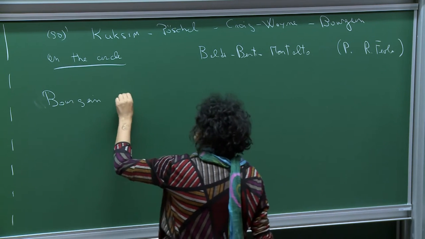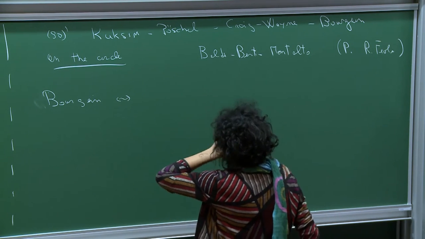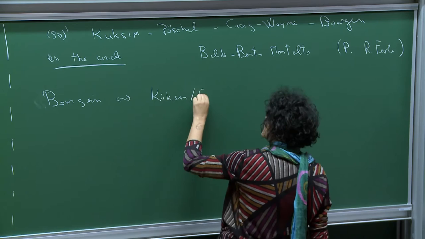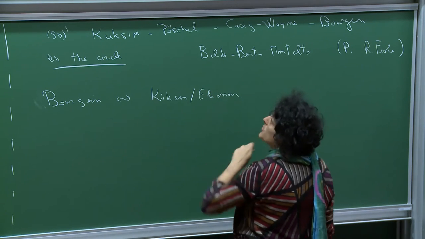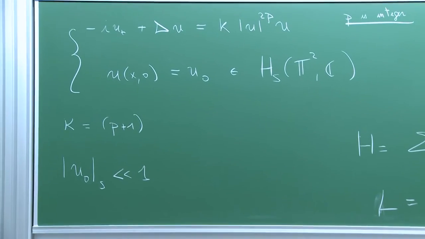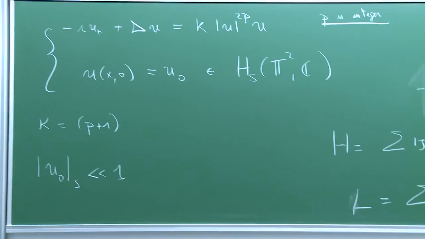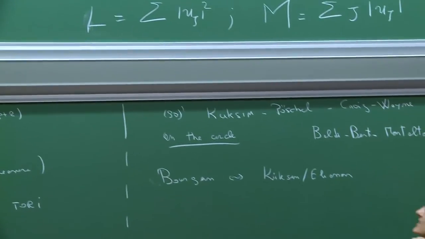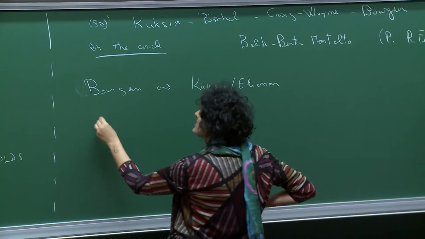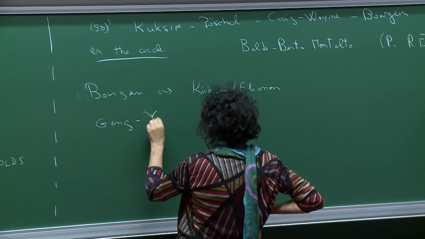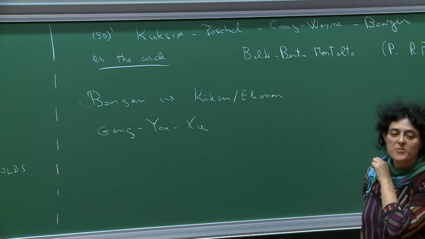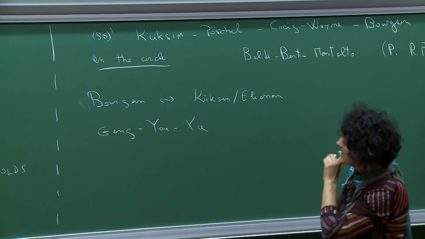Then the paper that is more similar to the things that I am going to try to tell you is the papers by Cooksin and Eliasson, which did that model there, but added a potential in order to remove the degeneracy. And as I told you, coming to exactly that equation, the result on the cubic NLS was Geng, Yu and Shu. Very tough paper, but extremely nice if you want to look at it.